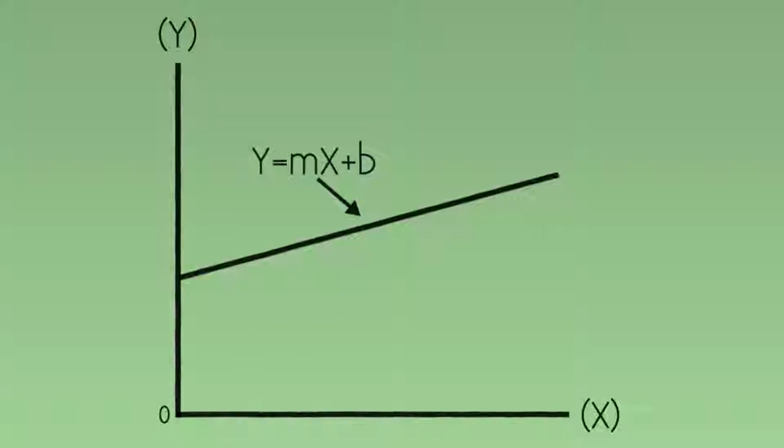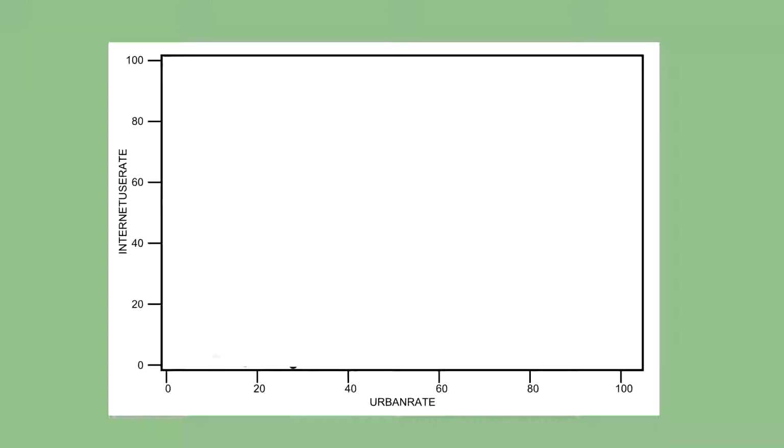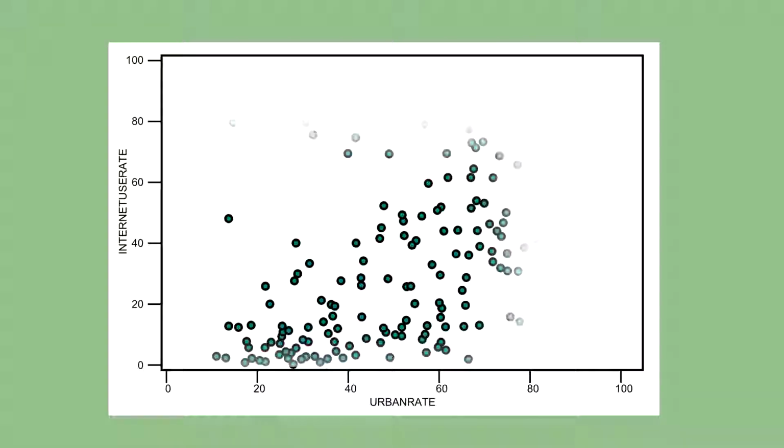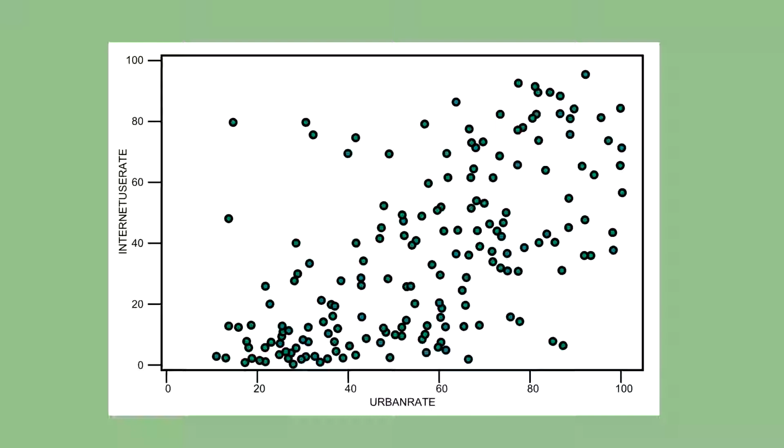As you may recall from high school algebra, the equation of a line is usually defined as y equals mx plus b, where x and y are the variables that are on those respective axes. M is the slope of the line, and b is the y-intercept, the spot where the line crosses the y-axis. In our model, we know that internet use rate is our y, or response variable, and urban rate is our x, or explanatory variable. So we need to determine our slope and our intercept in order to define this best fitting line.